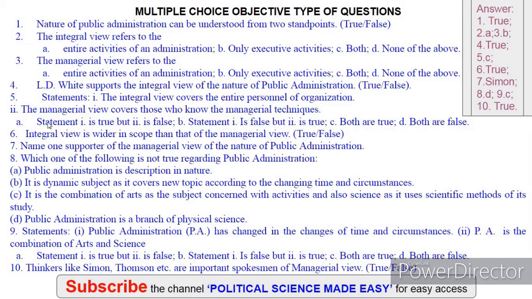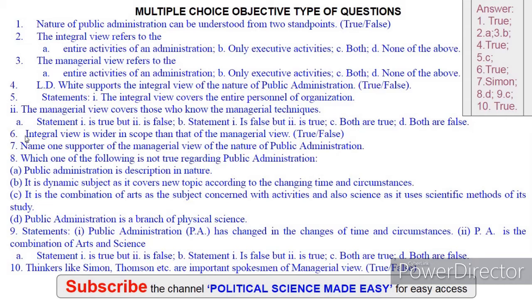Option A, statement one is true but two is false. No, statement two is also true. Option B, statement one is false but two is true. No, statement one is also correct. Here option C is given, both are true. Yes, both are true statements. So the correct answer will be C.